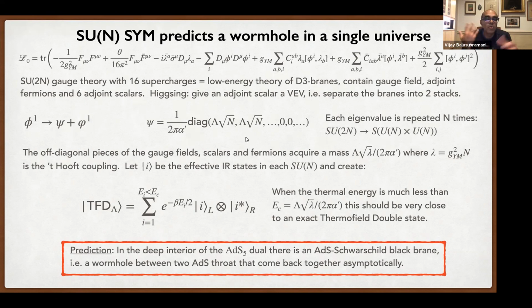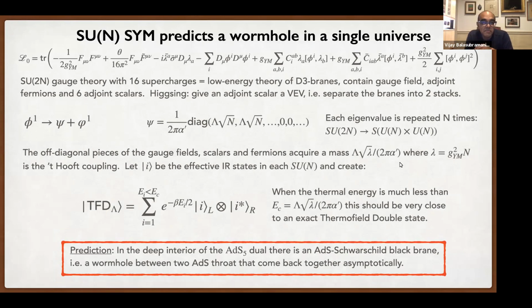Knowing how things are going to work out in the equations later, I have cleverly parametrized these expectation values in terms of some scale Lambda times root N over 1 over 2 pi alpha prime, because we're going to play games with the N and the alpha prime later. If you set up such a vev for the scalar field phi1, you're going to find that the off-diagonal pieces of all the gauge fields, the scalars, and the fermions acquire a mass. Big Lambda here is the parameter for the vev. Little lambda here is the 't Hooft coupling, g squared Yang-Mills N. So the mass is big Lambda times the square root of little lambda divided by 2 pi alpha prime. Great. So that's going to be the mass of the off-diagonal fields.